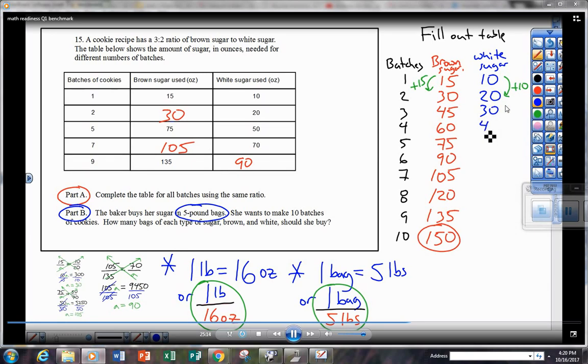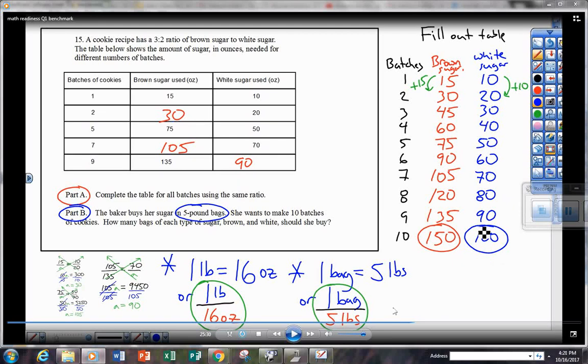So this is 10, 30, 40, going up by 10, 50, 60, 70, 80, 90, and if I go up to that 10th batch, 100. So you can see this fills out the table by going up by ones. A little easier to follow sometimes. You can see it matches up this table. 5, 75, 50. There it is right there. 7, 105, 70. Yep. And then the bottom one, 9, 35, 90.